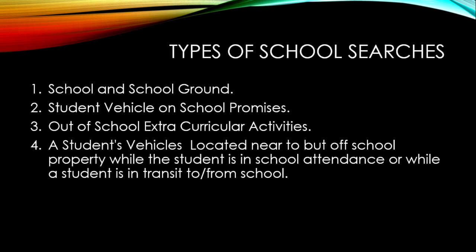There are many different types of school searches. Some of them are school and school ground searches, student vehicles on school premises, out-of-school extracurricular activities, student vehicles located near but off school property while the student is still in school attendance, or while a student is in transit to or from school.